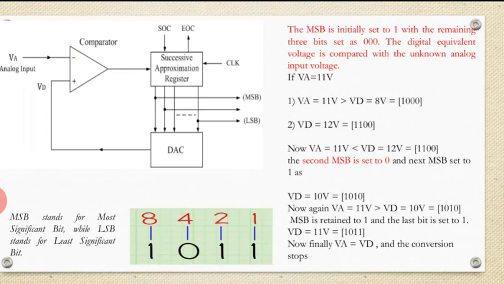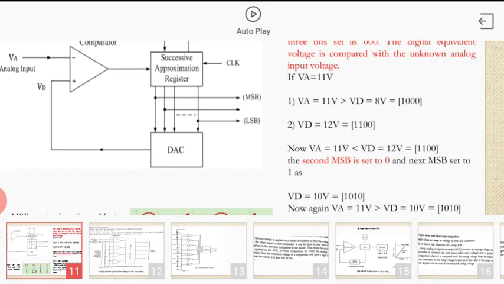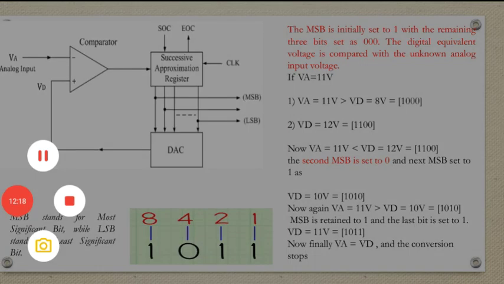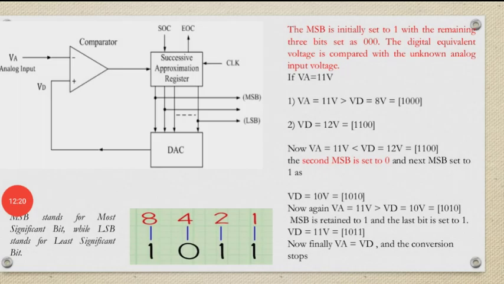And in the reverse manner, if the analog voltage is greater than VD, then it will be set. Okay, I will conclude here. If the analog voltage VA is greater than VD, then the MSB will be set to 1, and the next bit will be set, keeping the first MSB as it is.